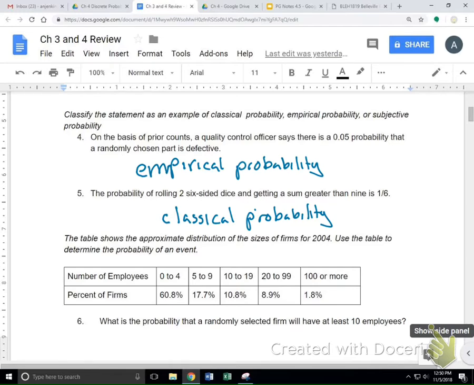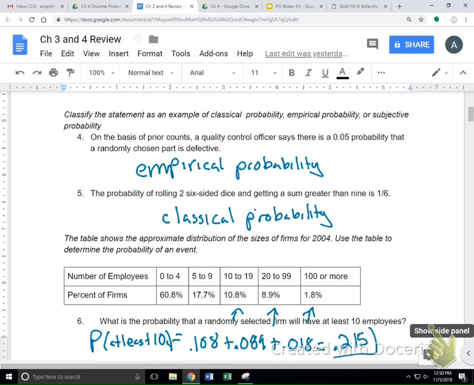For number 6, what is the probability of randomly selecting a firm that will have at least 10 employees? At least means they could have more. So the probability of at least 10 equals 0.108 plus 0.098 plus 0.018. We're getting these from the values up here. They could have had 10 to 19, 20 to 99, or 100 or more. When we combine all those and add them up, we get 0.215.